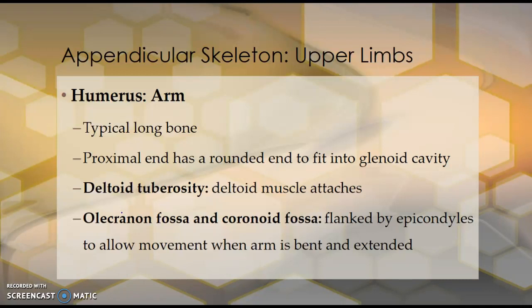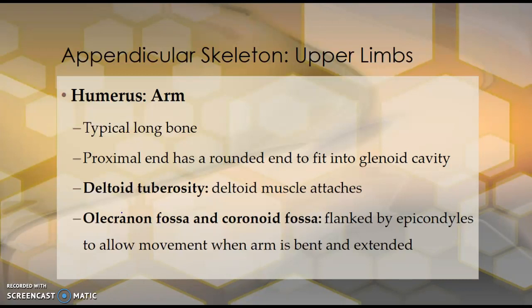So the humerus is your upper arm bone. It's a very typical long bone and attaches to the glenoid cavity. It also has a lot of what we call tuberosities, which are little bumps that allow muscles to attach. So you have deltoid tuberosities that allow the deltoid muscles to attach to it.